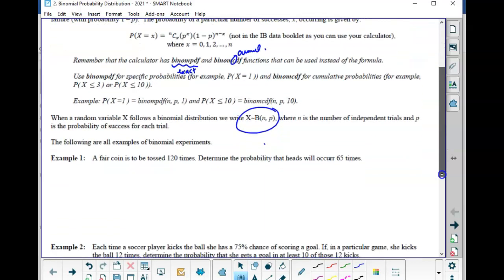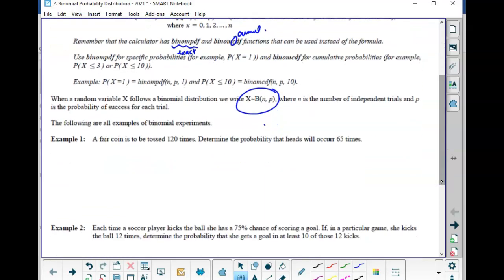So let's do some calculations. A fair coin is to be tossed 100 times. Determine the probability that heads will occur, and I spelled that wrong, it's just one R, 65 times. So that is exactly 65.